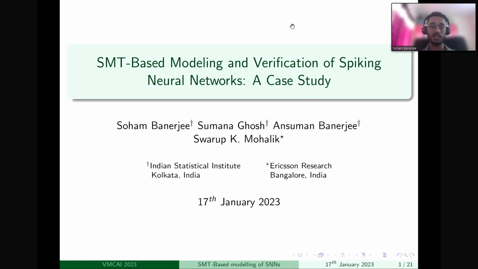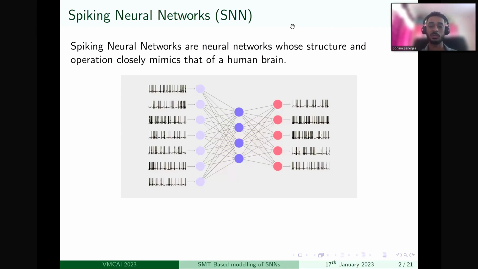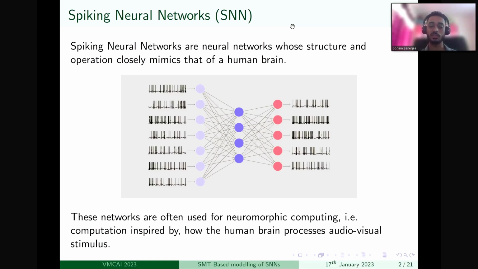So let me begin. A spiking neural network is a special type of neural network whose structure and operation closely mimics that of a human brain. Where traditional neural networks would use real values for its computing, a spiking neural network would use a sequence of signals instead. These neural networks are very useful for neuromorphic computing, that is computation in the context of various audiovisual stimuli.